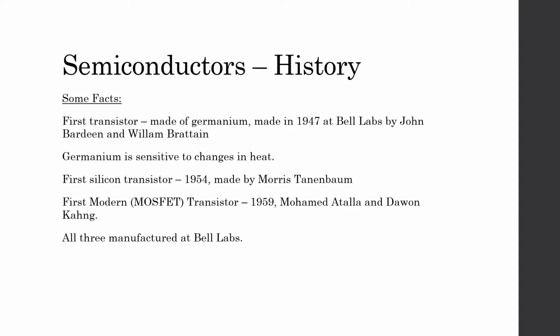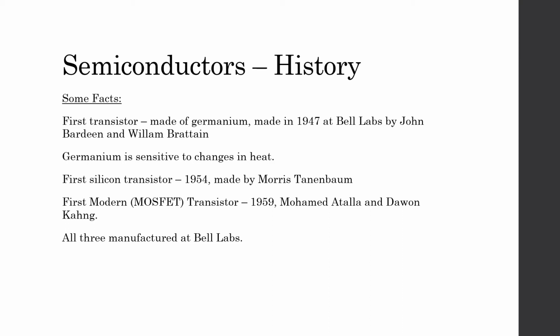First, I want to go over the history of semiconductors. The first transistor was made of germanium, and it was made in 1947 at Bell's lab by John Bardeen and William Brattain. However, germanium is sensitive to changes in heat, so they were quick to find a replacement for it.